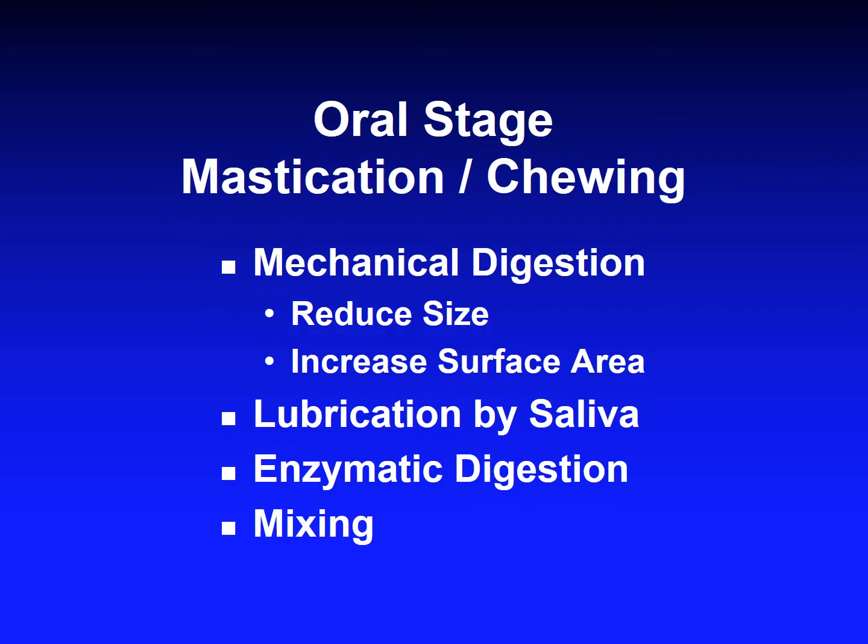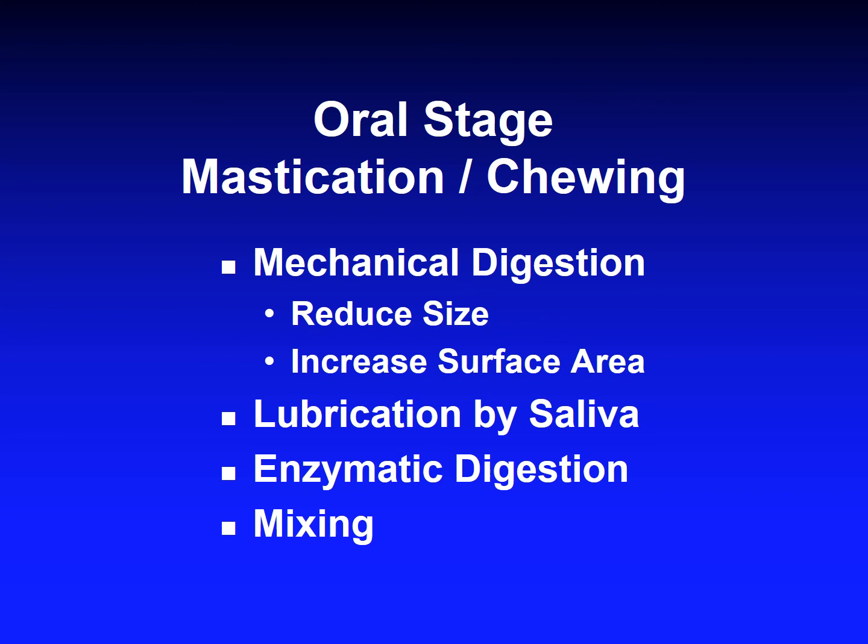In the oral stage, you have mechanical digestion. So what you do is you reduce the size of the ingested material in order to increase the surface area of this material. So the enzymes in the oral cavity, as well as the saliva, will have a better chance in digesting the food.